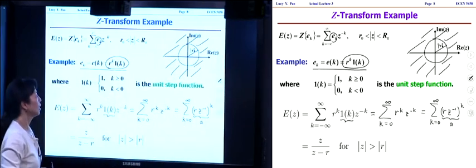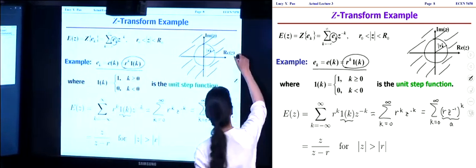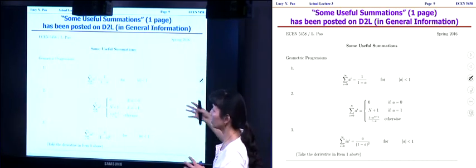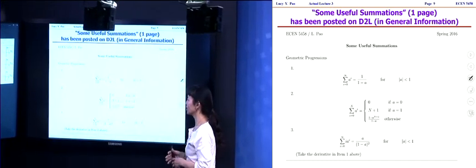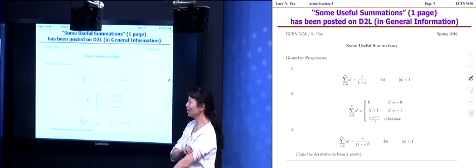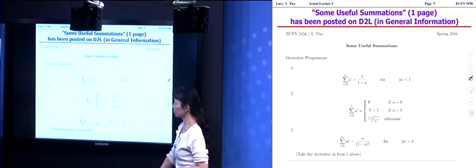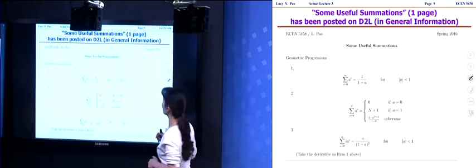If we look at a few examples, I posted on D2L a one-page sheet on useful summations. I prepared it originally for another class, but I find that many of the sums come up in many classes. There are a few other geometric sequences, and I also have the Taylor series expansion of e to the x that we looked at last time.